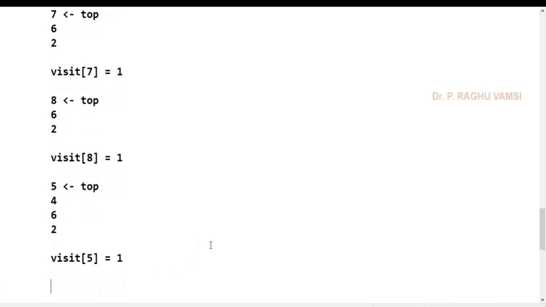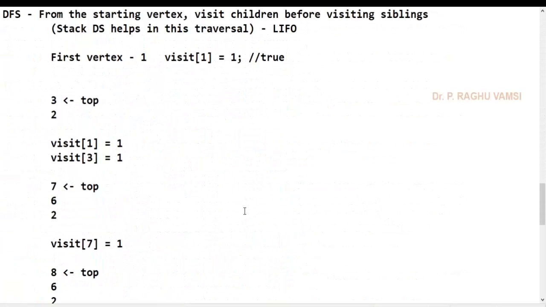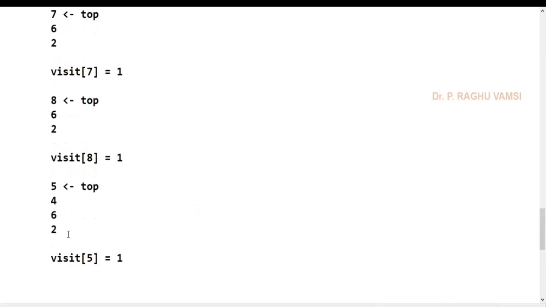Whenever we pick 5 out, the children of 5 are 2 and 8. While going down, 8 is already visited, so we cannot visit it again. The only one left is 2, but 2 is already in the stack, so we cannot visit it again. So nothing is to be inserted in the stack.